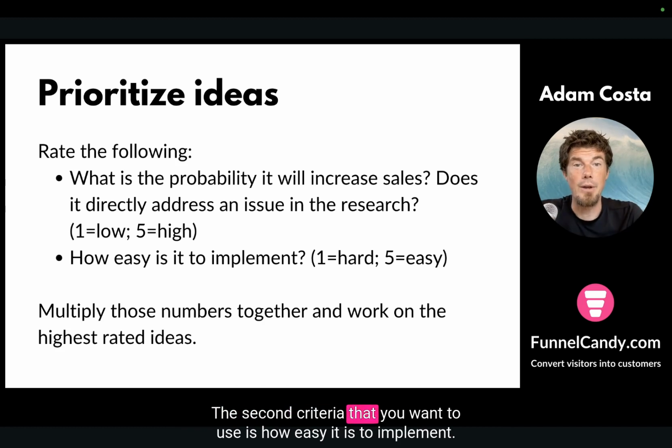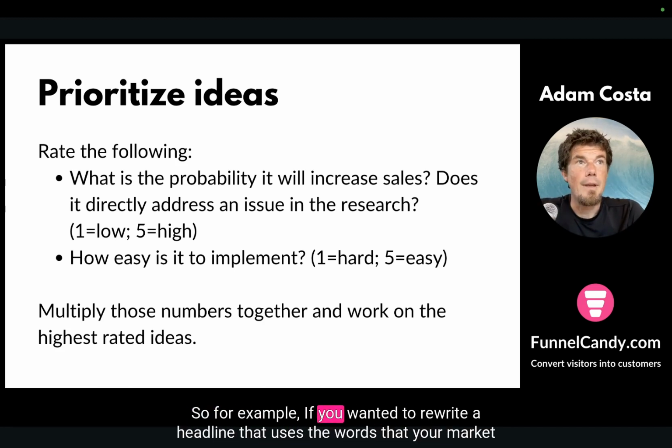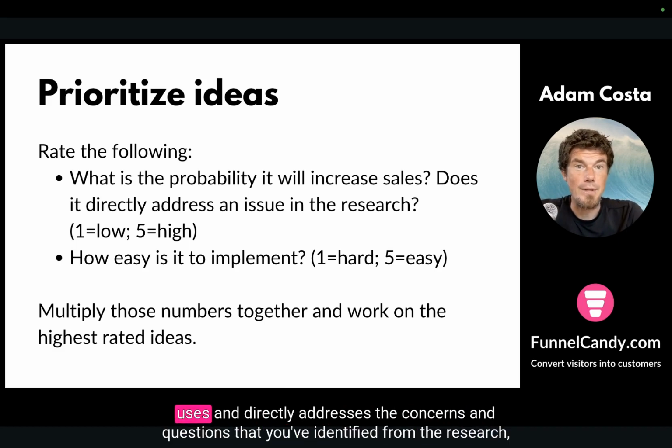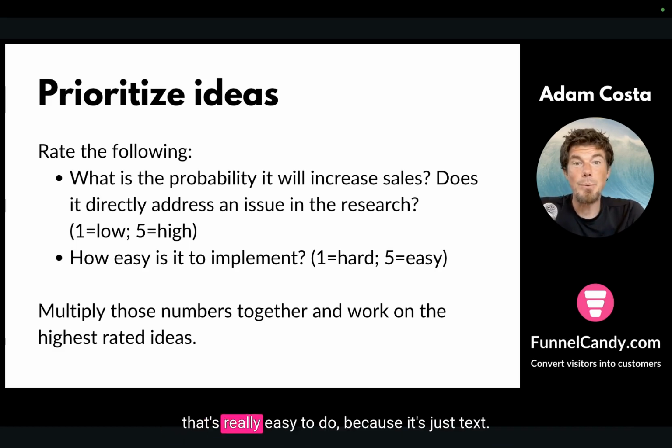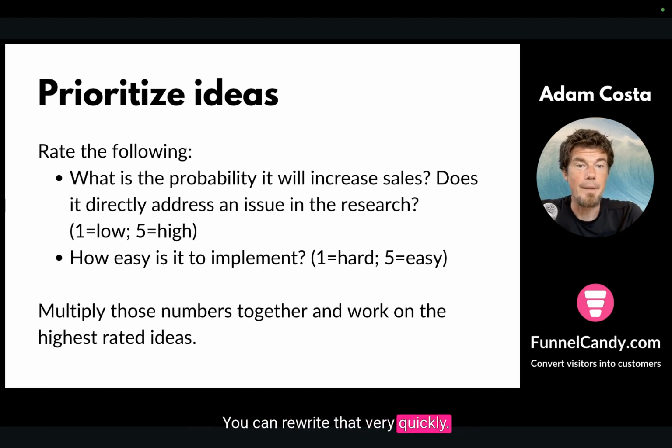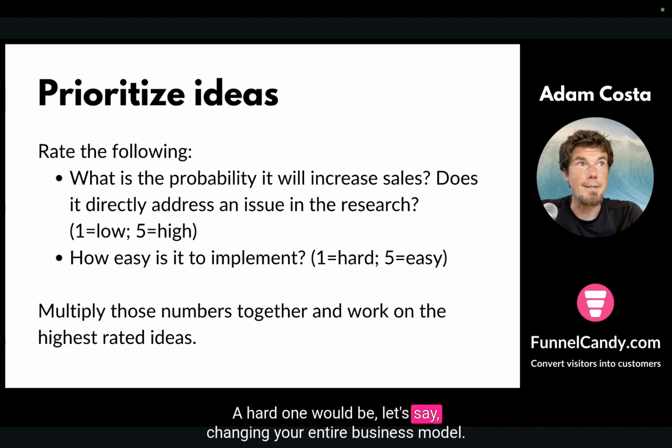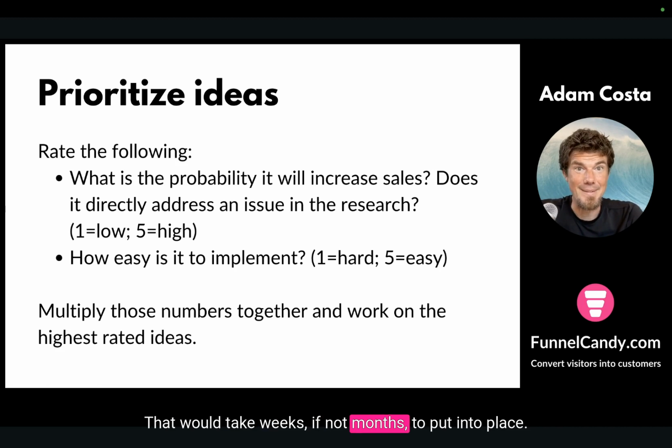The second criteria that you want to use is how easy it is to implement. So for example, if you wanted to rewrite a headline that uses the words that your market uses and directly addresses the concerns and questions that you've identified from the research, that's really easy to do because it's just text. You can rewrite that very quickly. So that would be a 5. That's an easy one. A hard one would be, let's say, changing your entire business model. That would take weeks, if not months, to put into place.